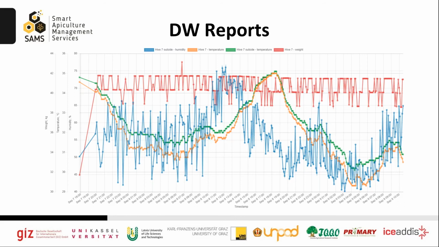Another section of the data warehouse are reports. This section provides a graphical overview of various parameters from the user's hives on the timeline. Also, this section has the option to export the same data as CSV files, and later these files can be used in other data analysis software for convenient processing.